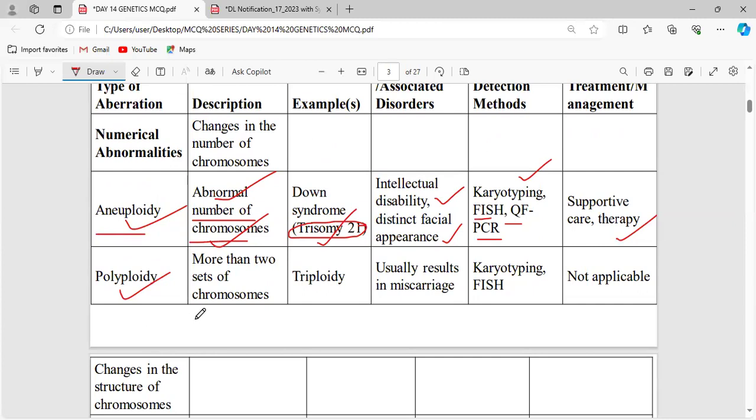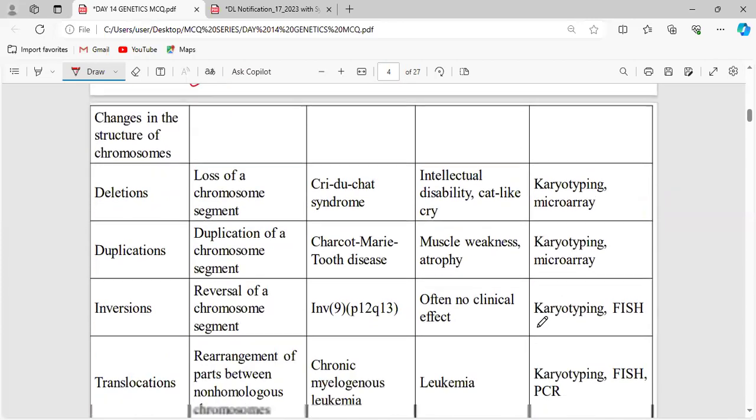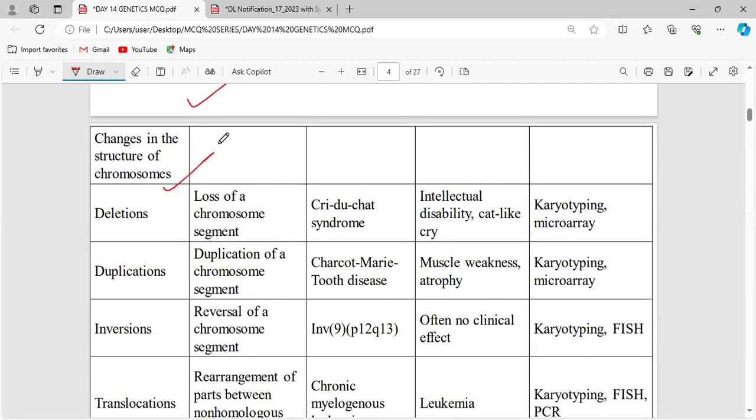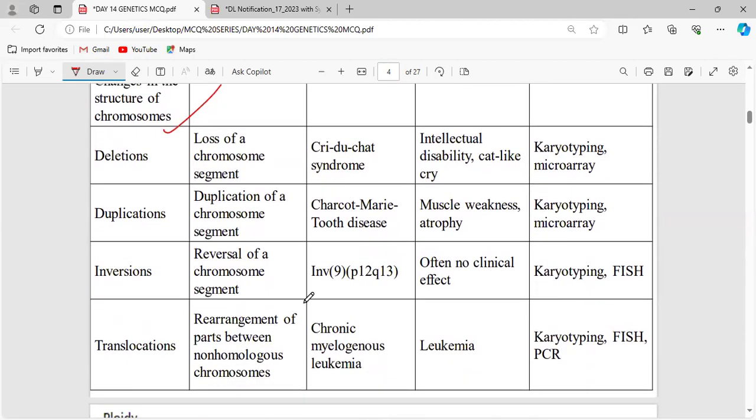With respect to polyploidy, there will be more than two sets of chromosomes, for example triploidy. It is associated with a lot of miscarriage. We can detect this disorder with karyotyping and FISH. The treatment is inapplicable. And we have chromosomal aberrations: deletion, duplication, inversion, and translocation.